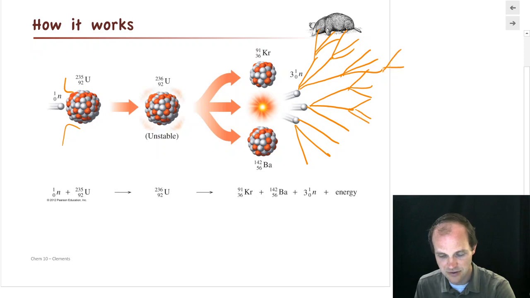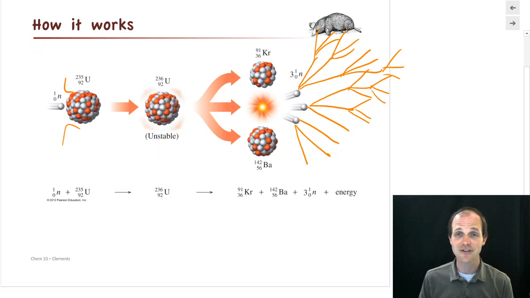And each of those neutrons can make 3 more neutrons. And all of a sudden, if you've ever heard of a chain reaction, this is a chain reaction. One thing can make 3 things, those 3 things can make 9 things, those 9 things can make 27 things, and you have this exponentially increasing thing. And if you're not careful, this whole thing goes kaboom.